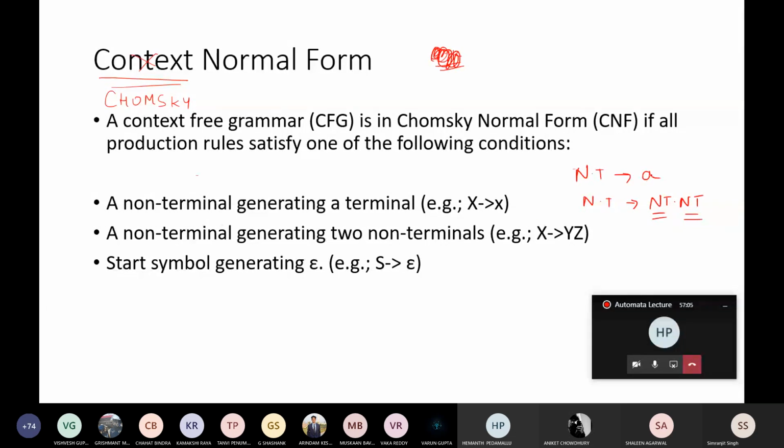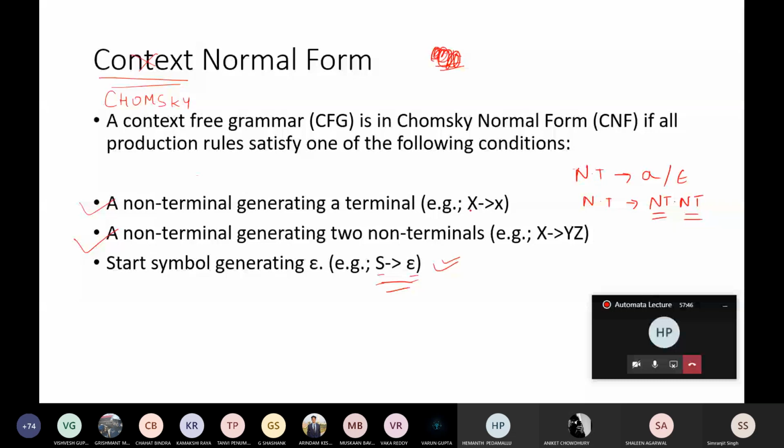There is also no need to write it differently, because epsilon is also a terminal. If the start symbol is generating epsilon, there is no worry. Mostly keep these two steps in mind: it should be a terminal, and the start symbol can also generate epsilon. It is not a necessity that the start symbol will always generate epsilon, but it can be considered that non-terminals can generate epsilon, or the start symbol can generate epsilon.